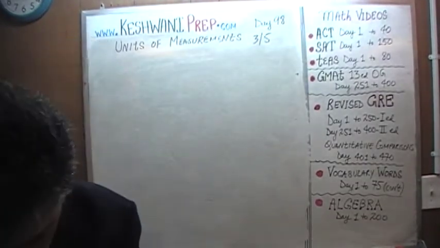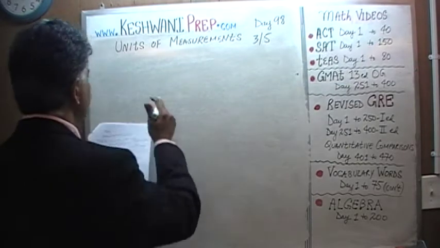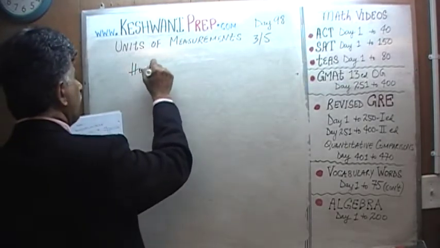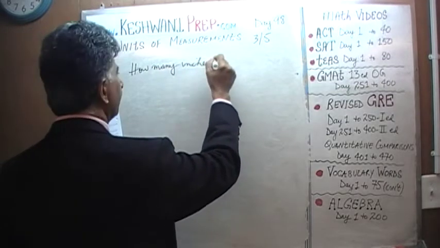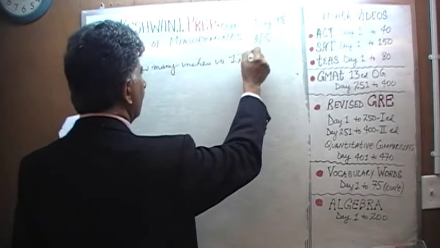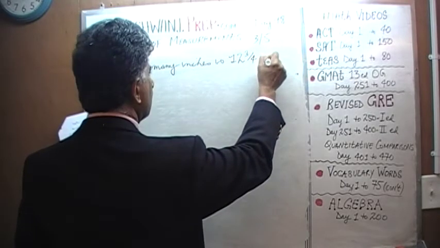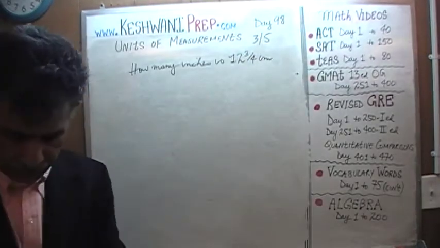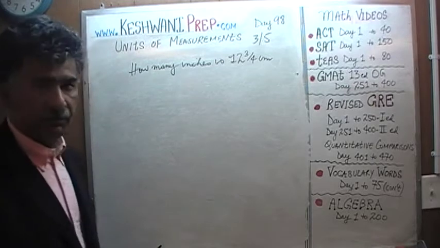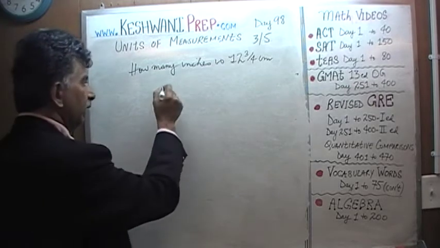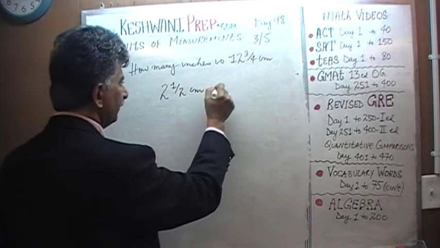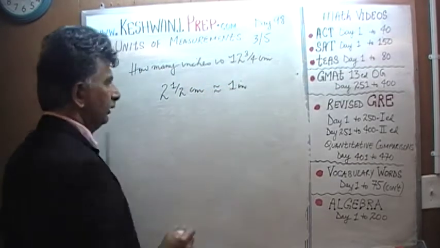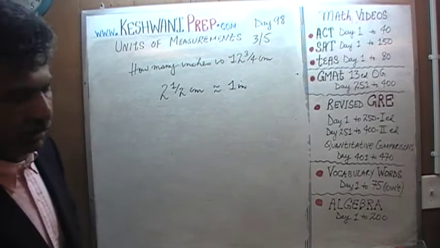Let's do one more. Let's do the next one. How many inches is 12¾ centimeter? Again, we learned yesterday that 2½ centimeter is approximately 1 inch. That's very easy to remember. 1 inch is about 2½ centimeters.